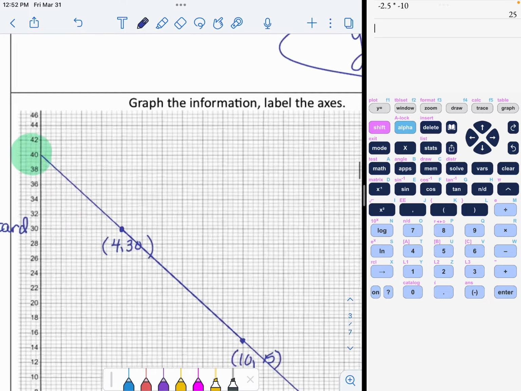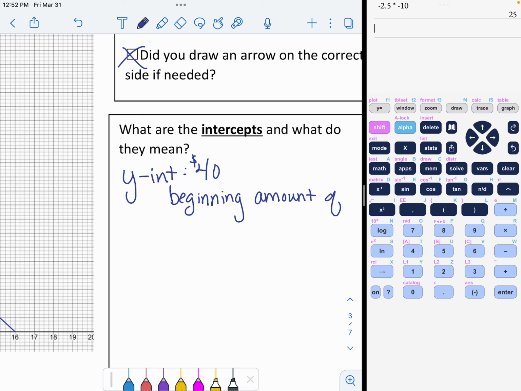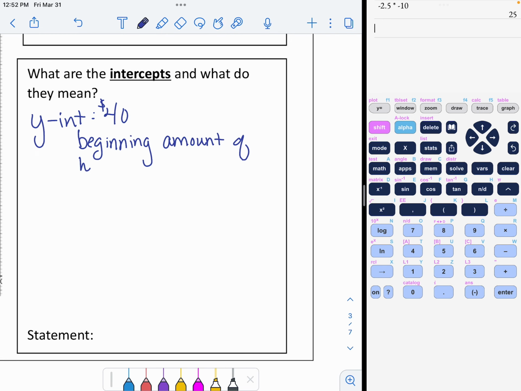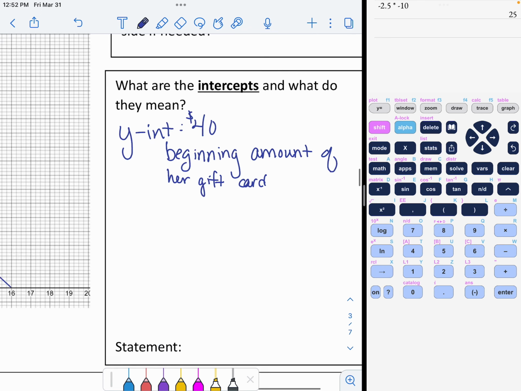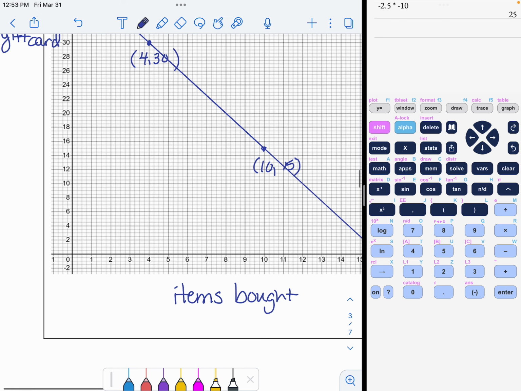Well, I know my first intercept is 40, right? So I can say that my y-intercept was 40. You know what that means? That was her beginning amount. So what was it the beginning amount of? Well, what was the y-axis? That was the beginning amount of her gift card. That was nice. I love using my axes to help me identify what I'm talking about. So this intercept is 40, right? And it's the money on her gift card.